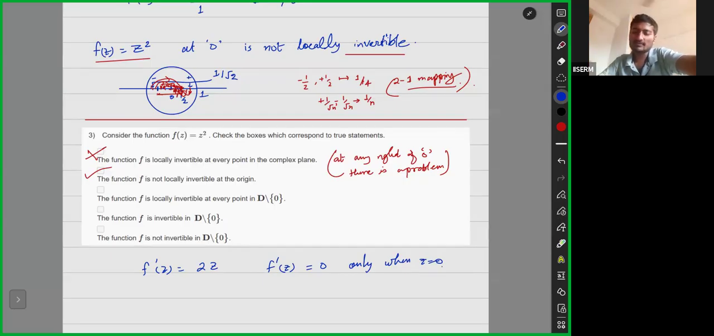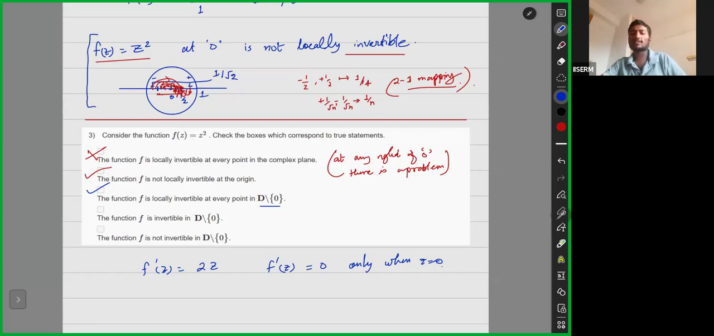So what about part C? Function f is locally invertible at every point in C minus 0. Fine. At every point in C minus 0, f prime z does not vanish, because 0 can be removed. What about part D? Function f is invertible in C minus 0. So it's the previous example. This is giving us a counterexample.